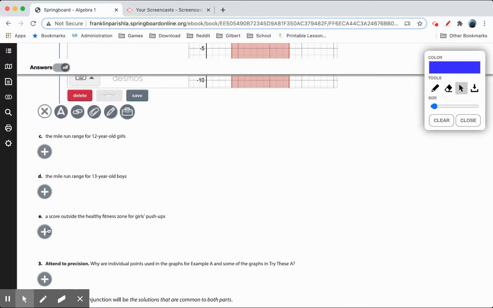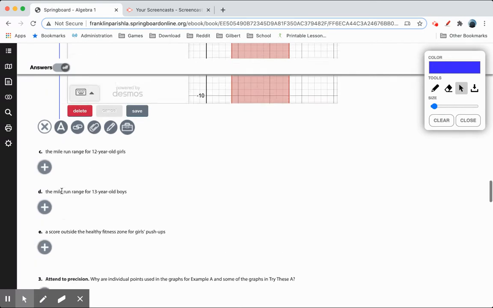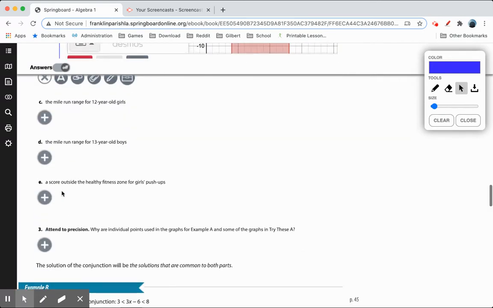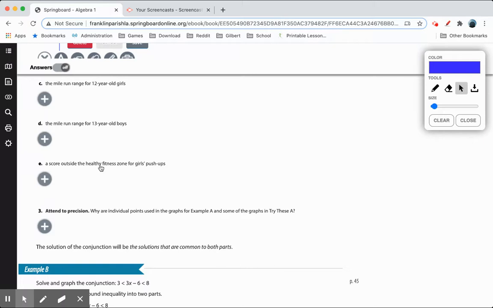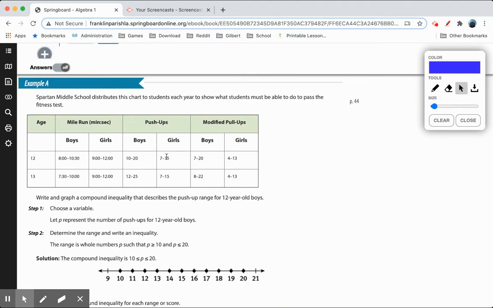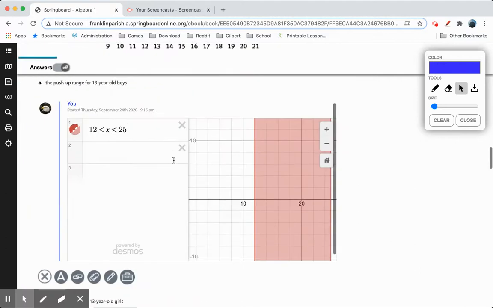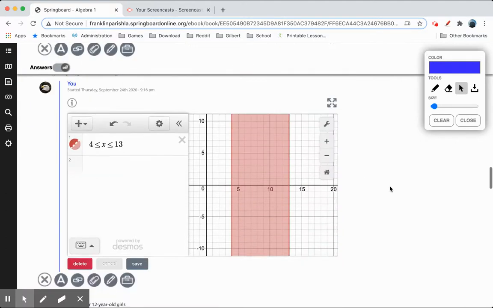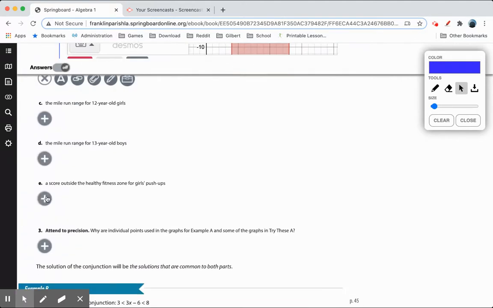Okay, let's look at E. We'll skip these two since they're more similar. We just put in the ranges and graph them. A score outside the healthy fitness range zone for girls push-ups. All right, outside of the push-ups for girls, 7 to 15. So it would have to be... now it's not letting me click.